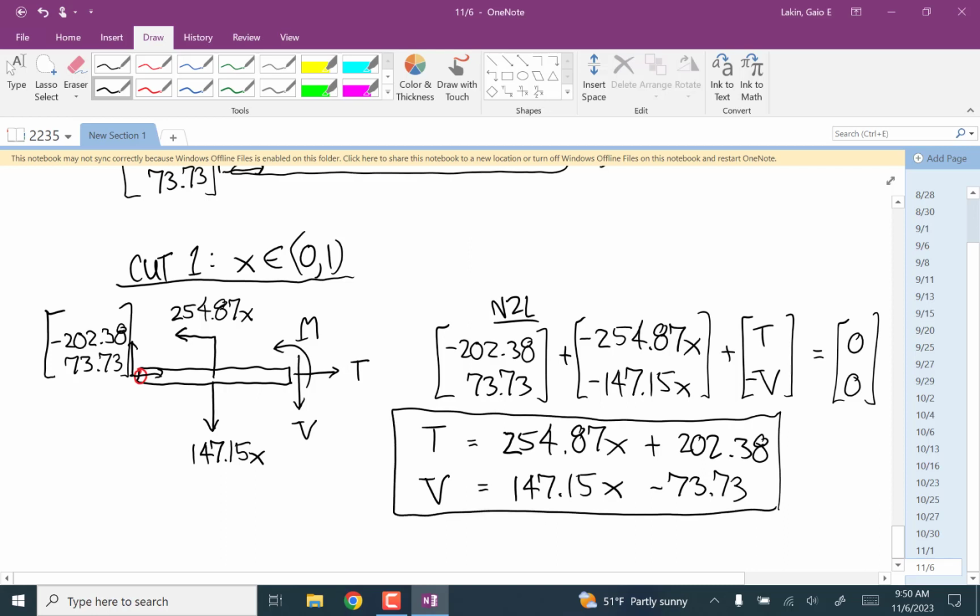We've never seen a tension that varies with location along the length before, that depends on x explicitly, but this time it does. I think the signs are flipped on the shear force. Yes, thank you.